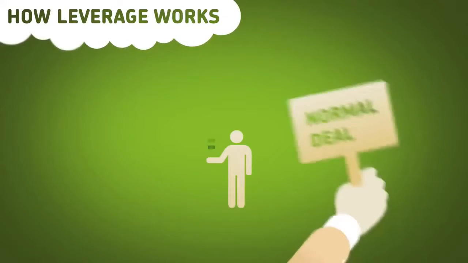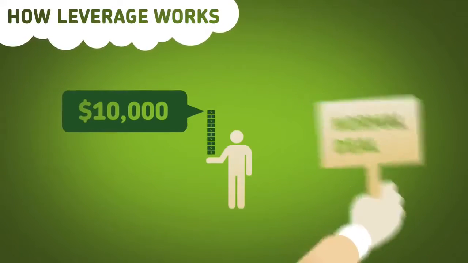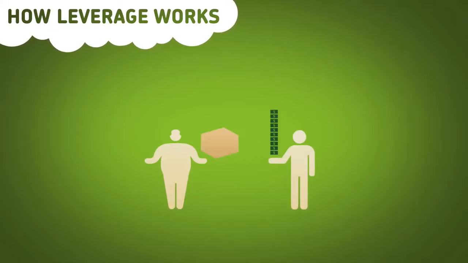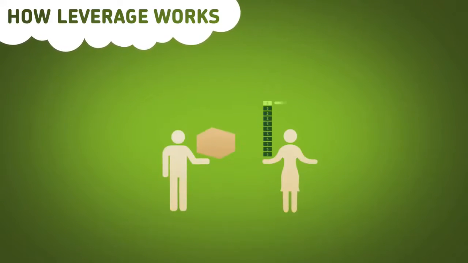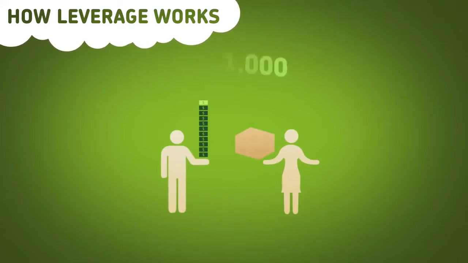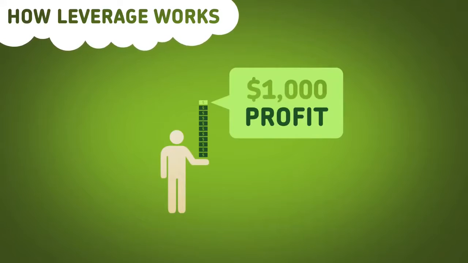Here's how it works. In a normal deal, someone with $10,000 buys a box for $10,000. He then sells it to someone else for $11,000. For a $1,000 profit, a good deal.